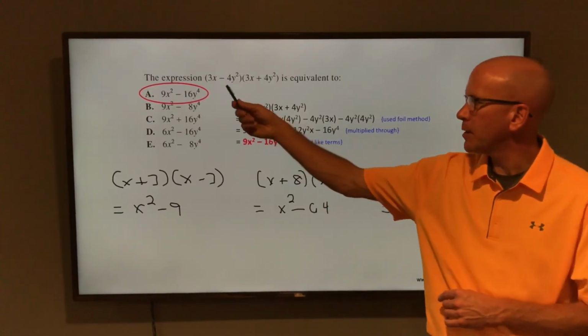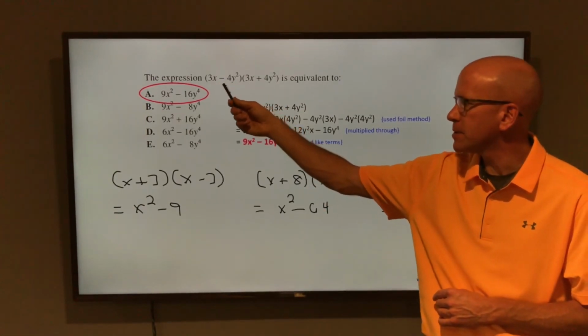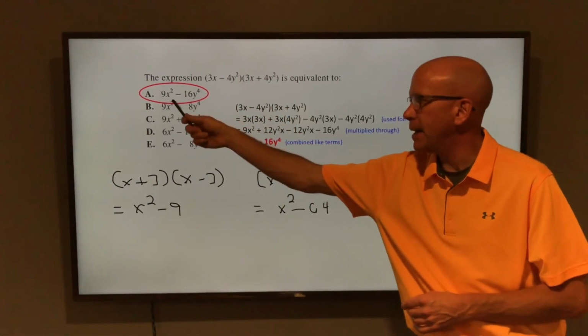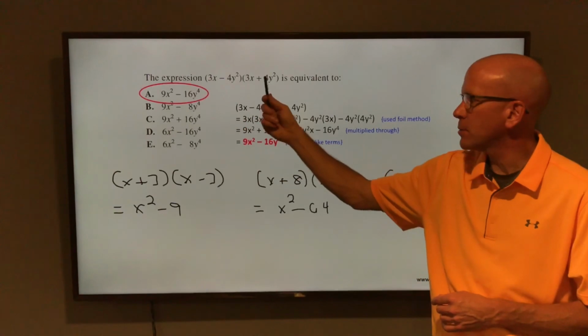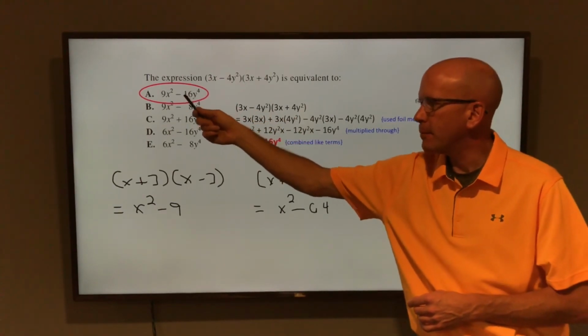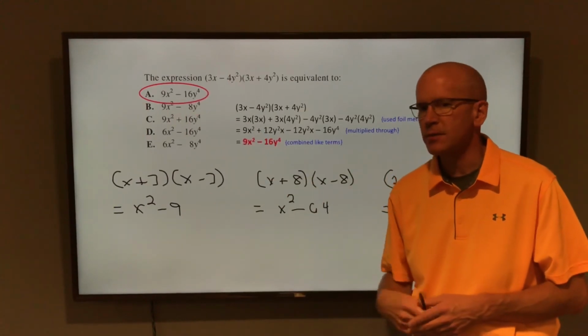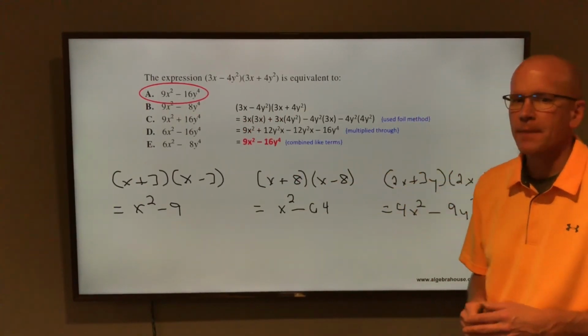And that's what we could have done up here. We're multiplying two conjugates where the terms are the same. The only difference is a plus and a minus sign. Square the first term, you get 9x squared. Square the last term, we have 16y to the fourth. And then put a minus sign between them. Multiplying two conjugates will produce a difference of two squares. It'd take all of about 3 seconds. Letter A.